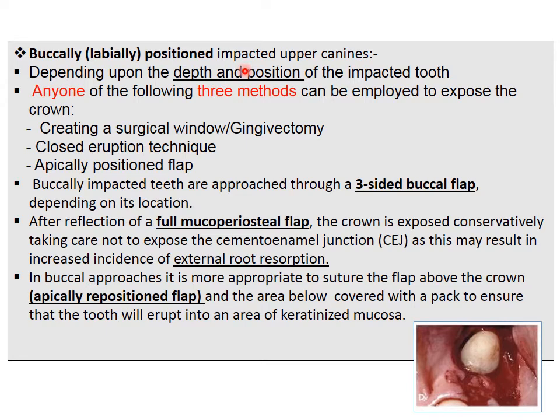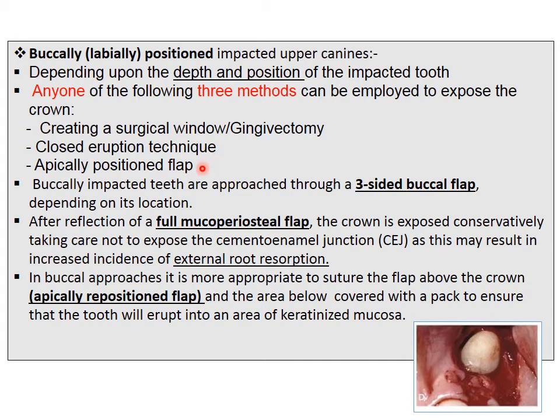First of all, you create a surgical window, which they call gingivectomy. The second method uses a closed eruption technique, and the third is an apically positioned flap. The three methods are used depending on the depth and the position of the tooth. Buccally impacted teeth are approached by a three-sided buccal flap. Usually we make a three-sided flap, and after that we can proceed with any other method.